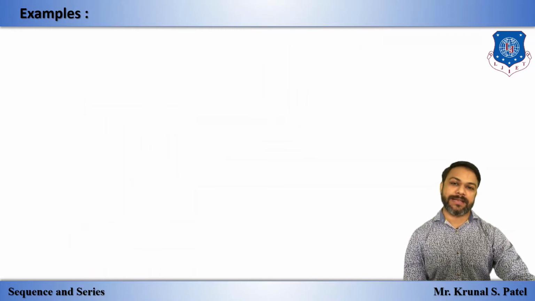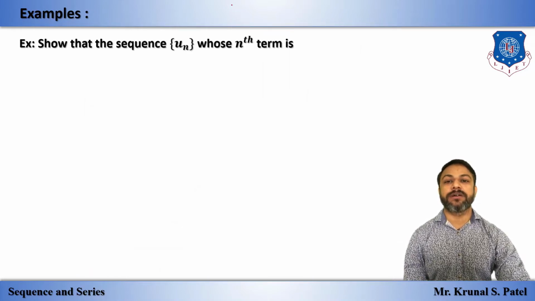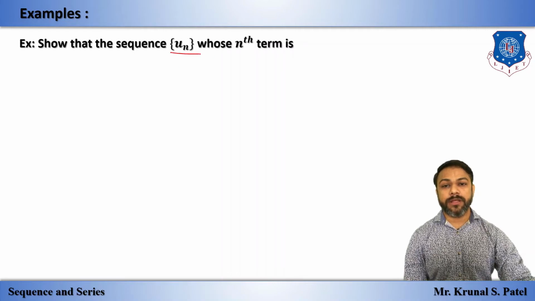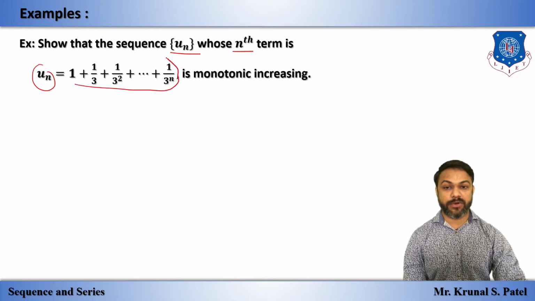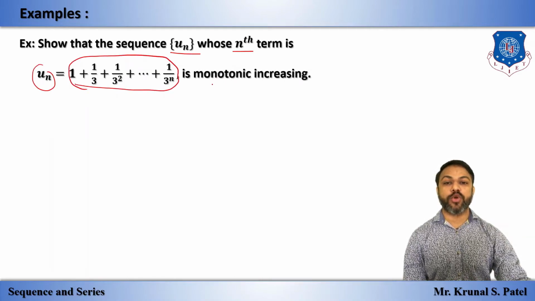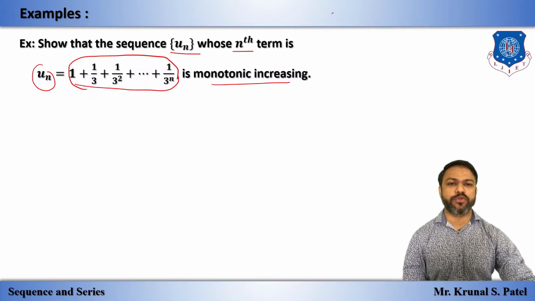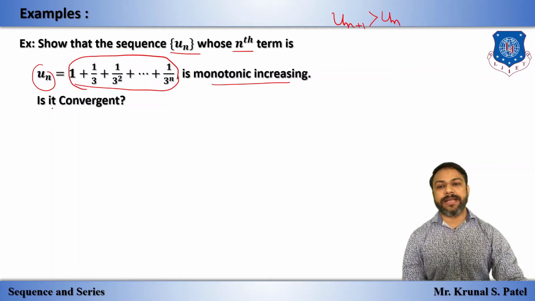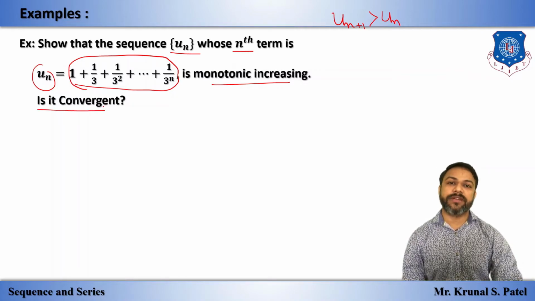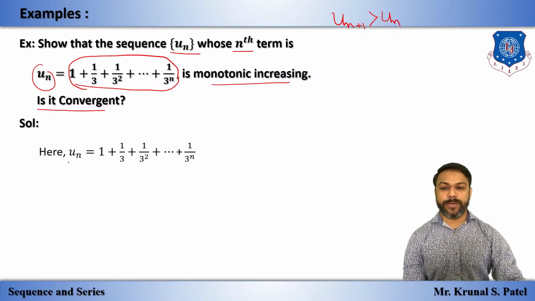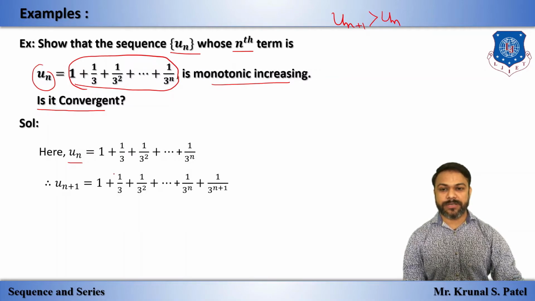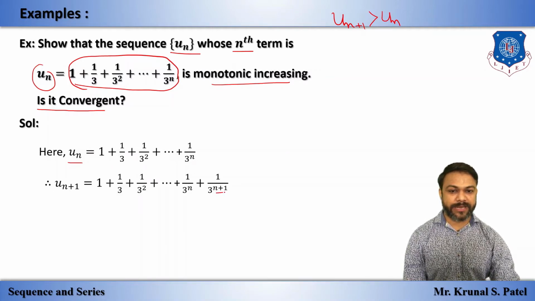Now we have one more example. The sequence un whose nth term is this. This is the nth term of this sequence un, which is monotonic increasing. Now we just have to show that this is monotonic increasing. That means we have to show that un plus 1 is greater than un. And then check whether it is convergent. For that we have to check bounded or not. So we have un as this, and un plus 1, that means the next step is u3n plus 1.